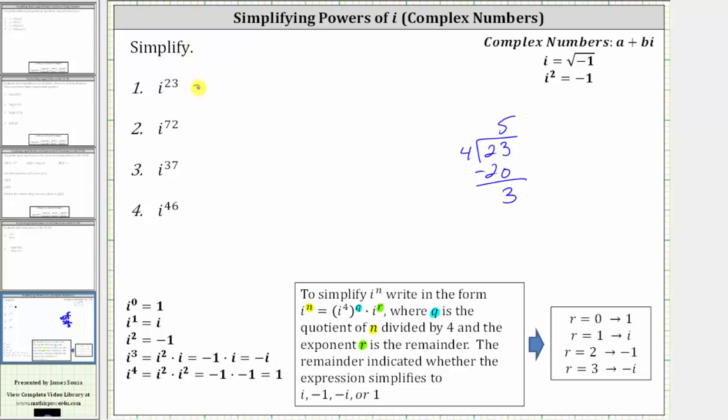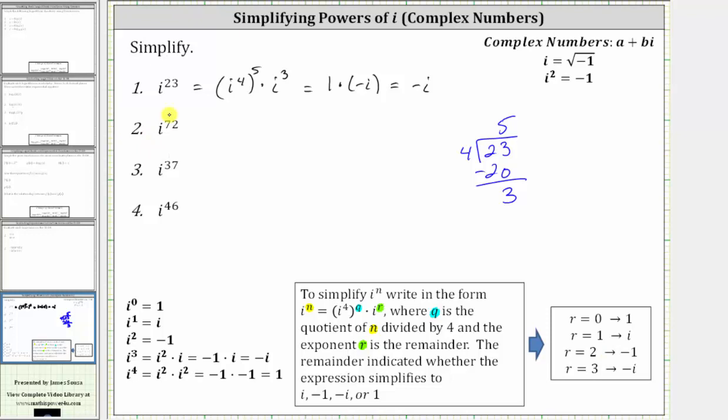i to the 23rd is equal to i to the fourth raised to the power of q, which is 5, and then times i raised to the power of r, where r is 3. Notice how we still have 23 factors of i here, but since i to the fourth is equal to 1, 1 to the fifth power is still 1, giving us 1 times i cubed, and we know i cubed is equal to negative i. 1 times negative i is negative i, verifying the result.